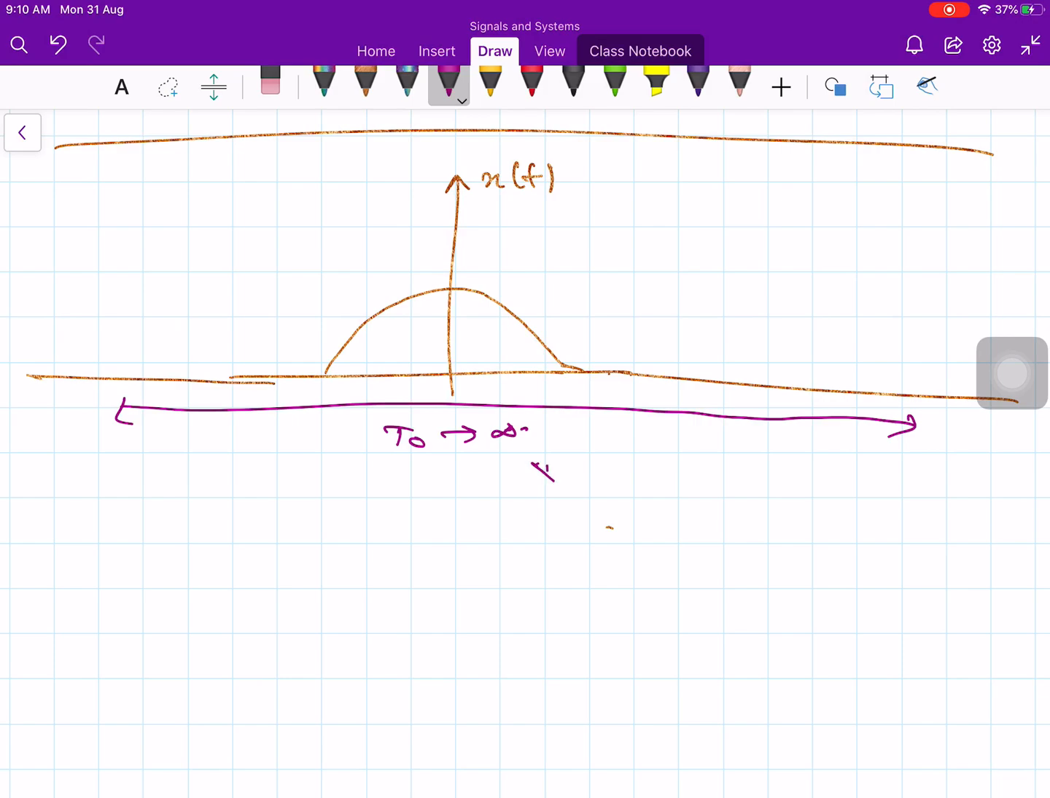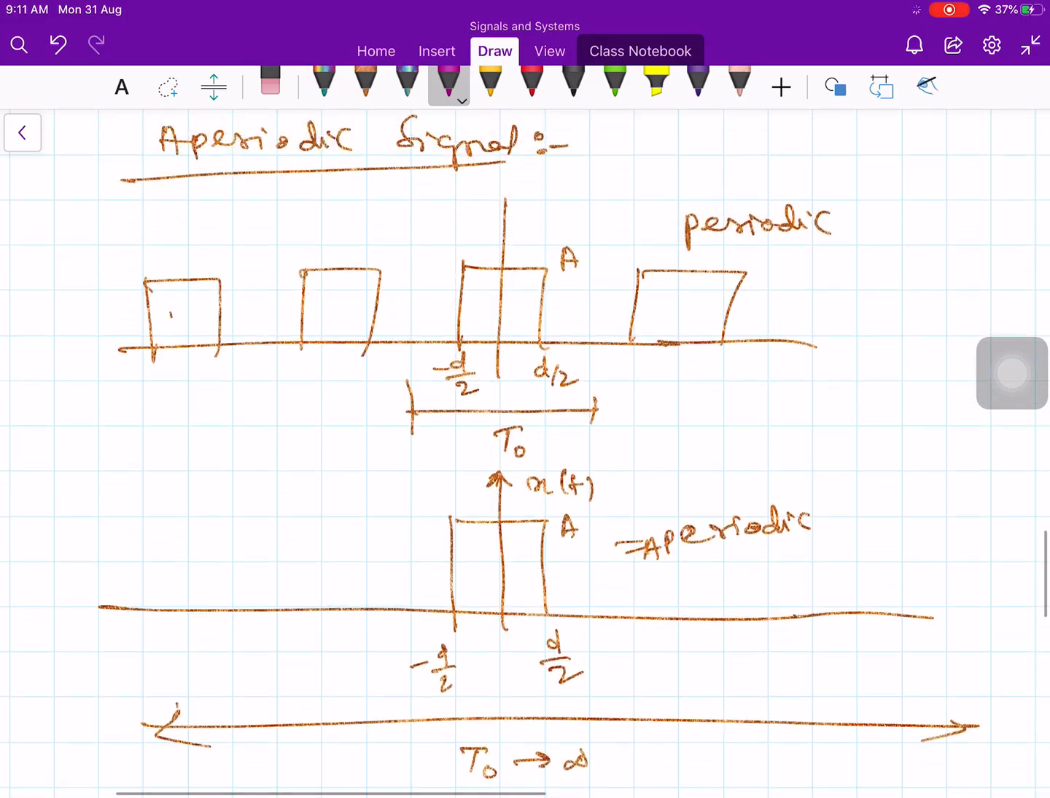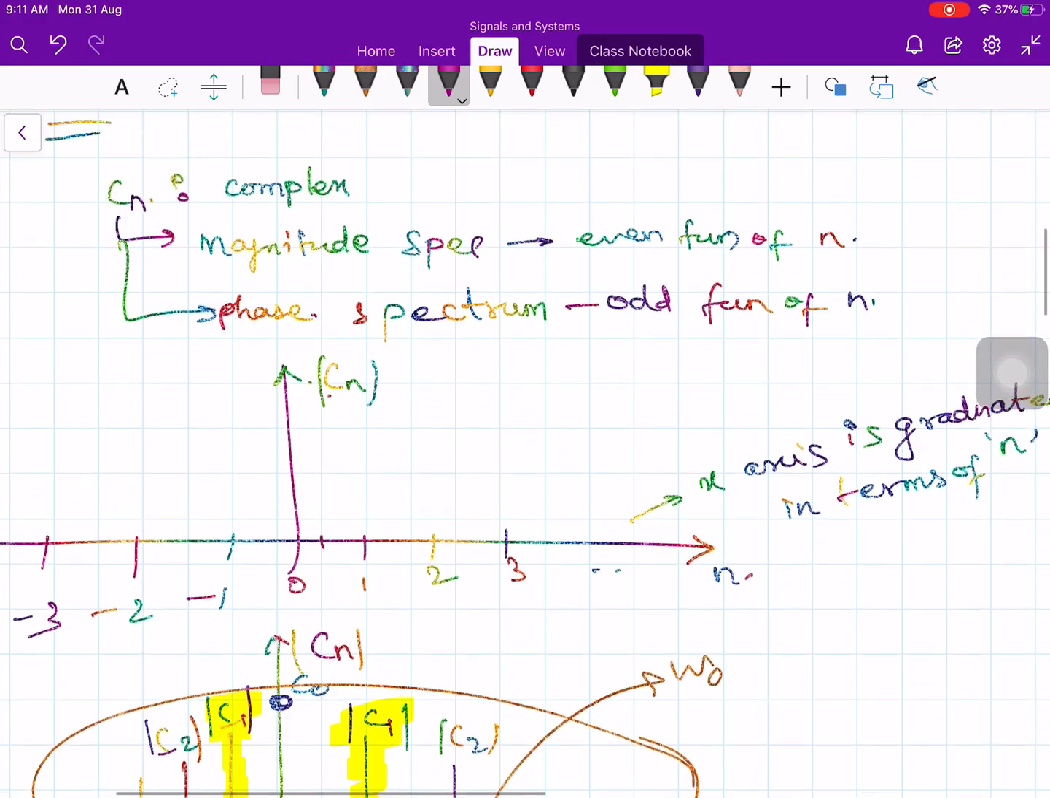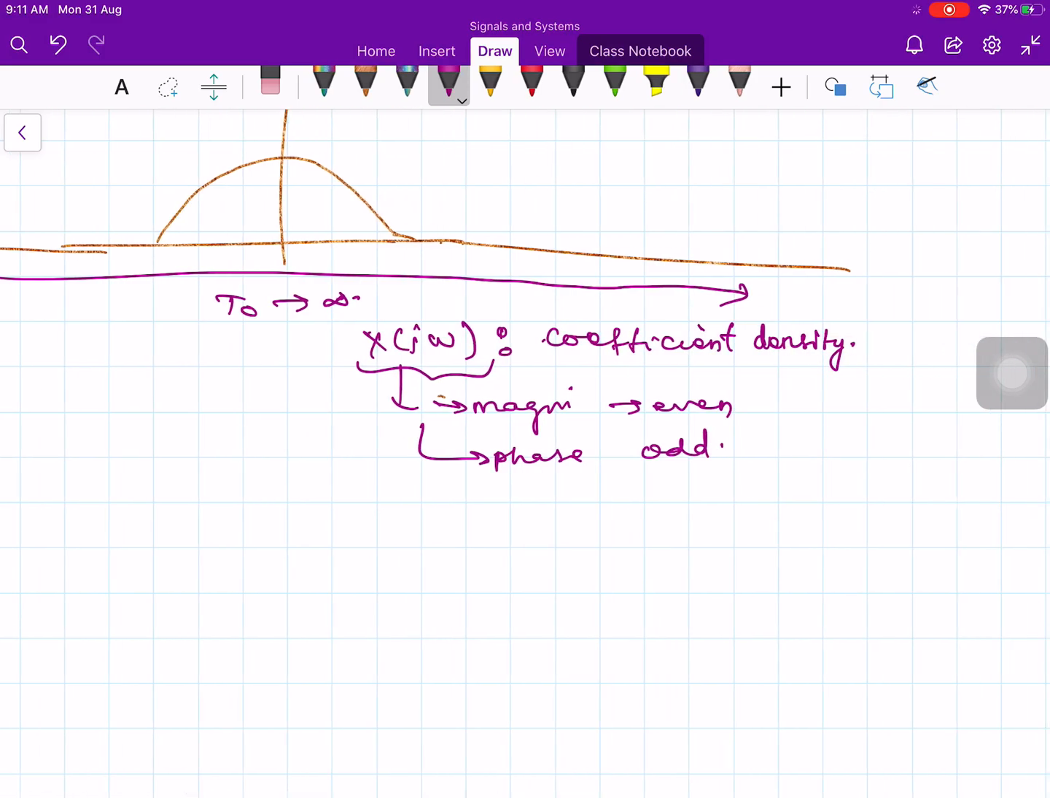That spectrum is called x of j omega, and we call that x of j omega the coefficient density. It is not simply a Fourier series coefficient or Fourier transform coefficient, it is coefficient density. After all, x of j omega is in general a complex number, right? So this is associated with the magnitude spectrum and phase spectrum. Again the magnitude spectrum is an even function and phase spectrum is an odd function, here of omega, not n. In the previous case it is a function of n, but here it is a function of omega: the magnitude is an even function of omega, and the phase is an odd function of omega.